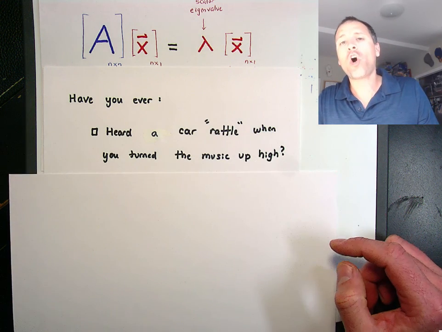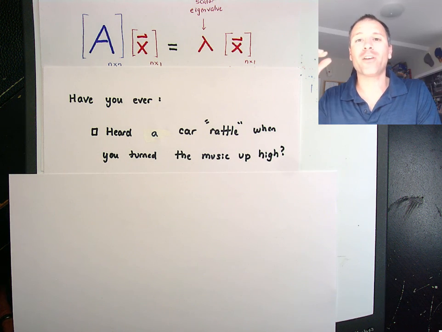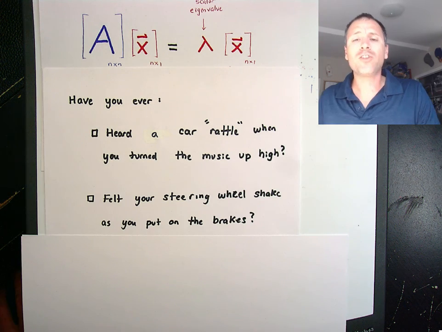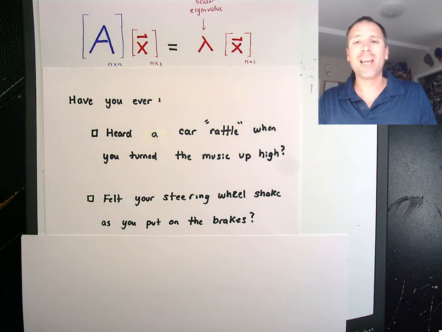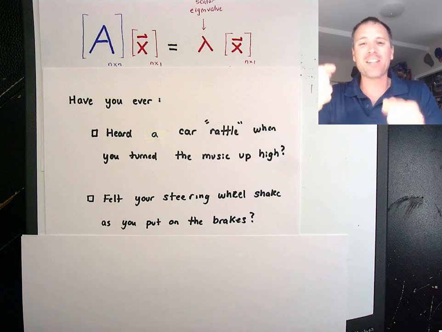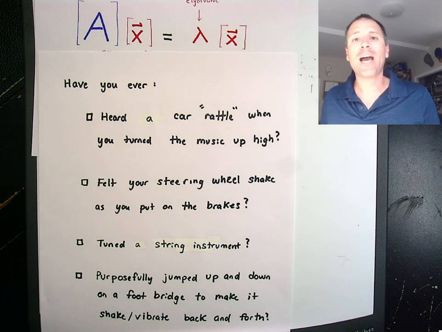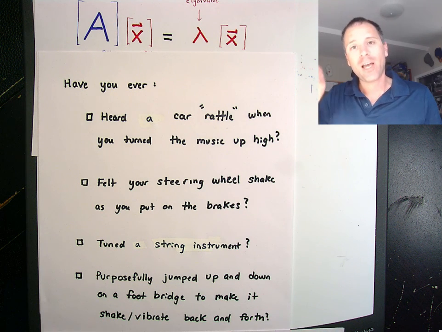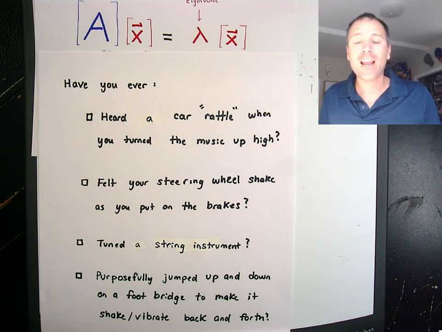Have you ever heard a car rattle when you turned the music up really, really high? So really high volume, the bass is going and you hear that rattling sound. Let's look at a different situation. Have you ever felt the steering wheel of your car shake when you put the brakes on and slow down? That happens all the time in my Honda Odyssey. The thing shakes as I'm slowing down. Have you ever tuned a string instrument like a guitar or violin? How about purposely jumped up and down or back and forth on a footbridge that was hanging between two points and felt the thing kind of sway back and forth in a predictable motion?